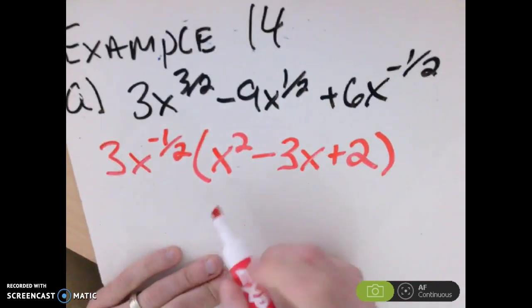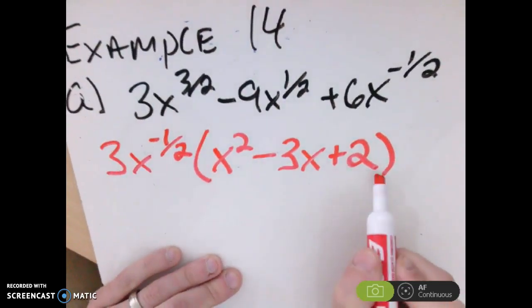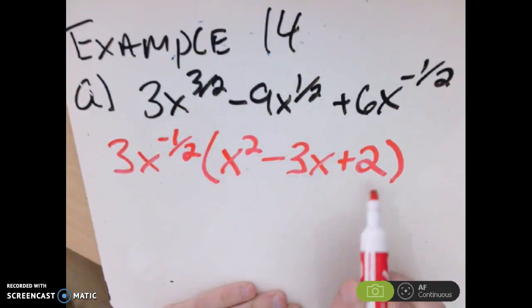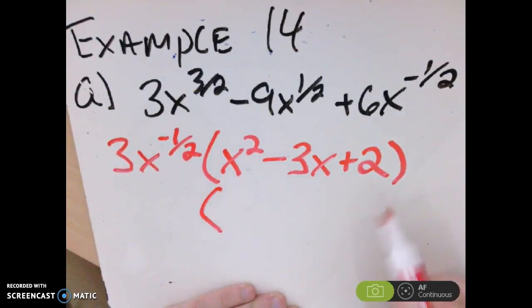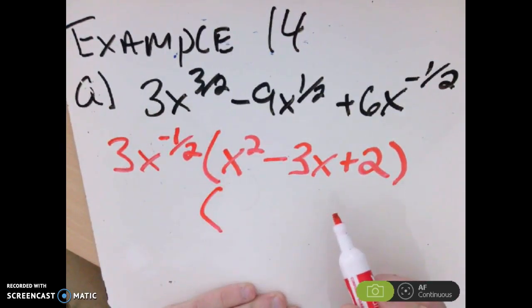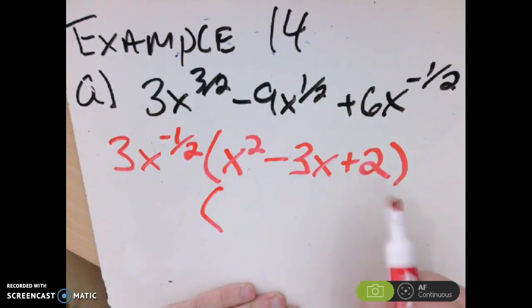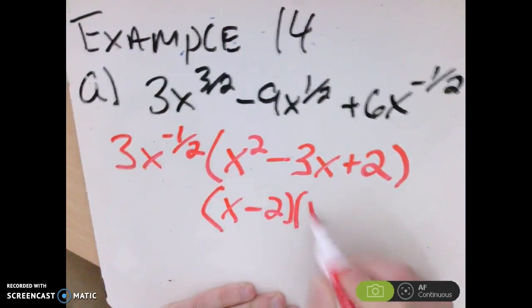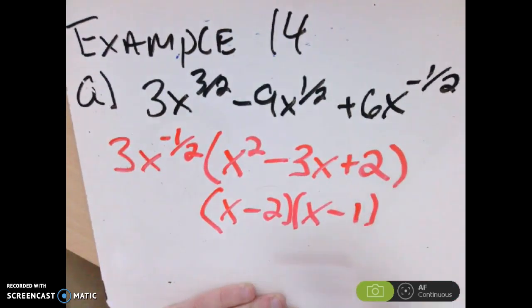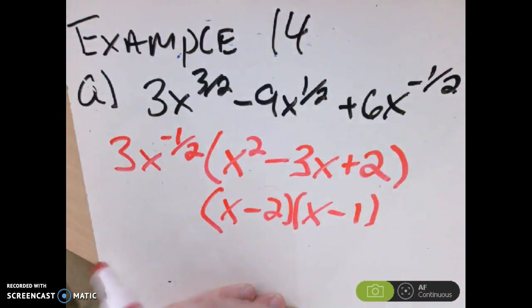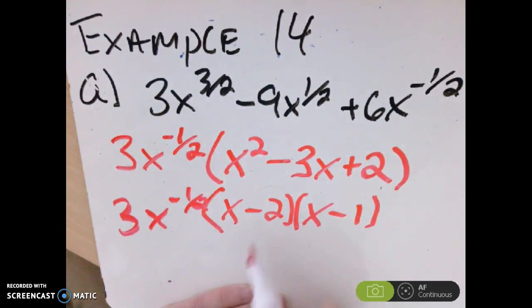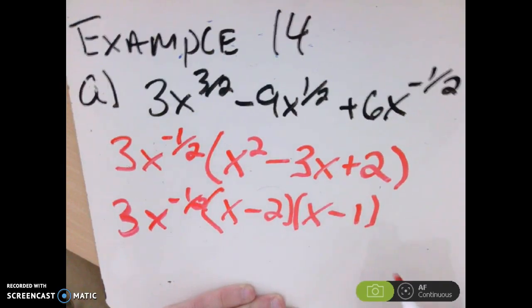So now, if I want to factor that, I just have to look for factors of 2 that add up to negative 3. So I'm looking for factors of 2 that add up to negative 3, and factors of 2 that add up to negative 3 are negative 2 and negative 1. Those multiply out to positive 2. So I have x minus 2 times x minus 1. Right? Those multiply together to make positive 2 and add up to make negative 3. So I have 3x to the negative 1 half times x minus 2 times x minus 1.